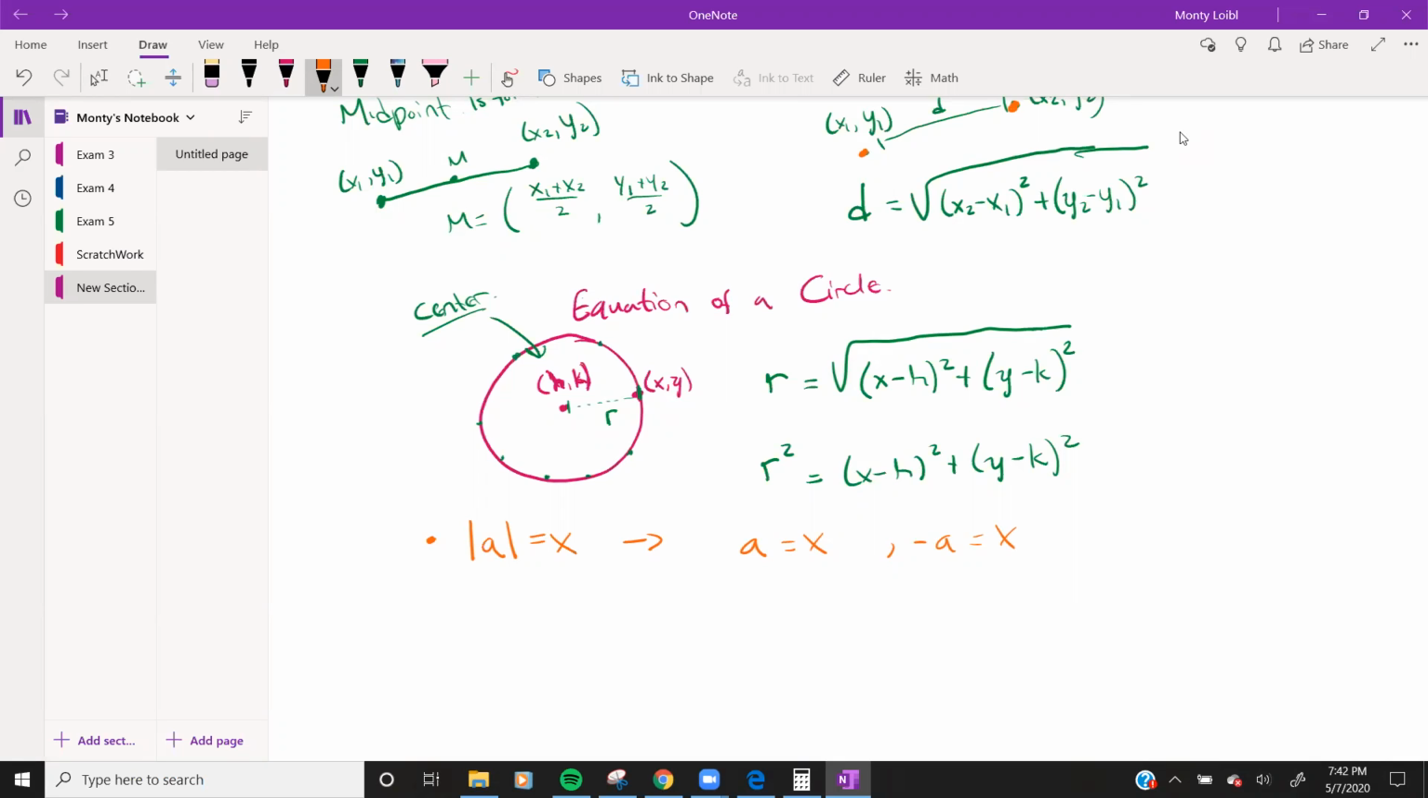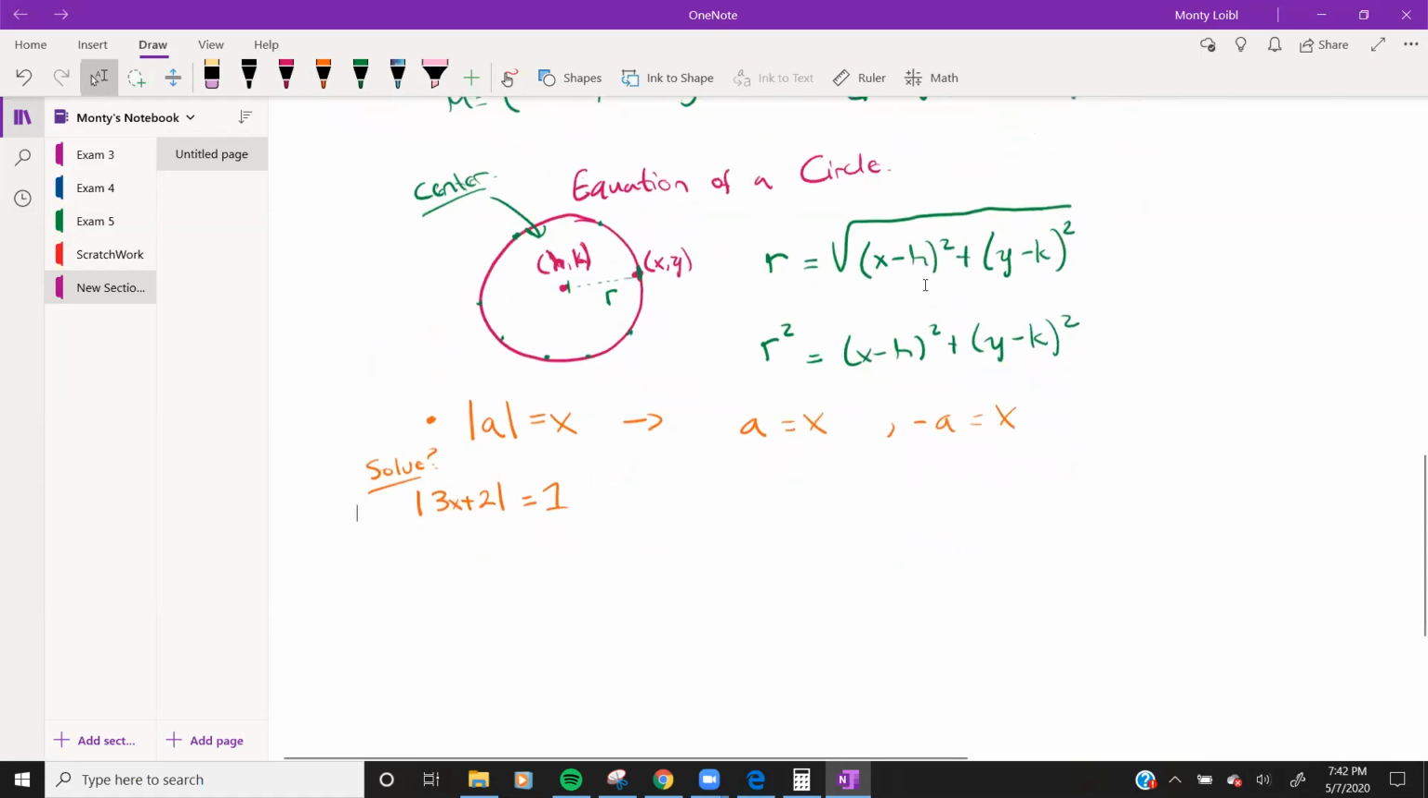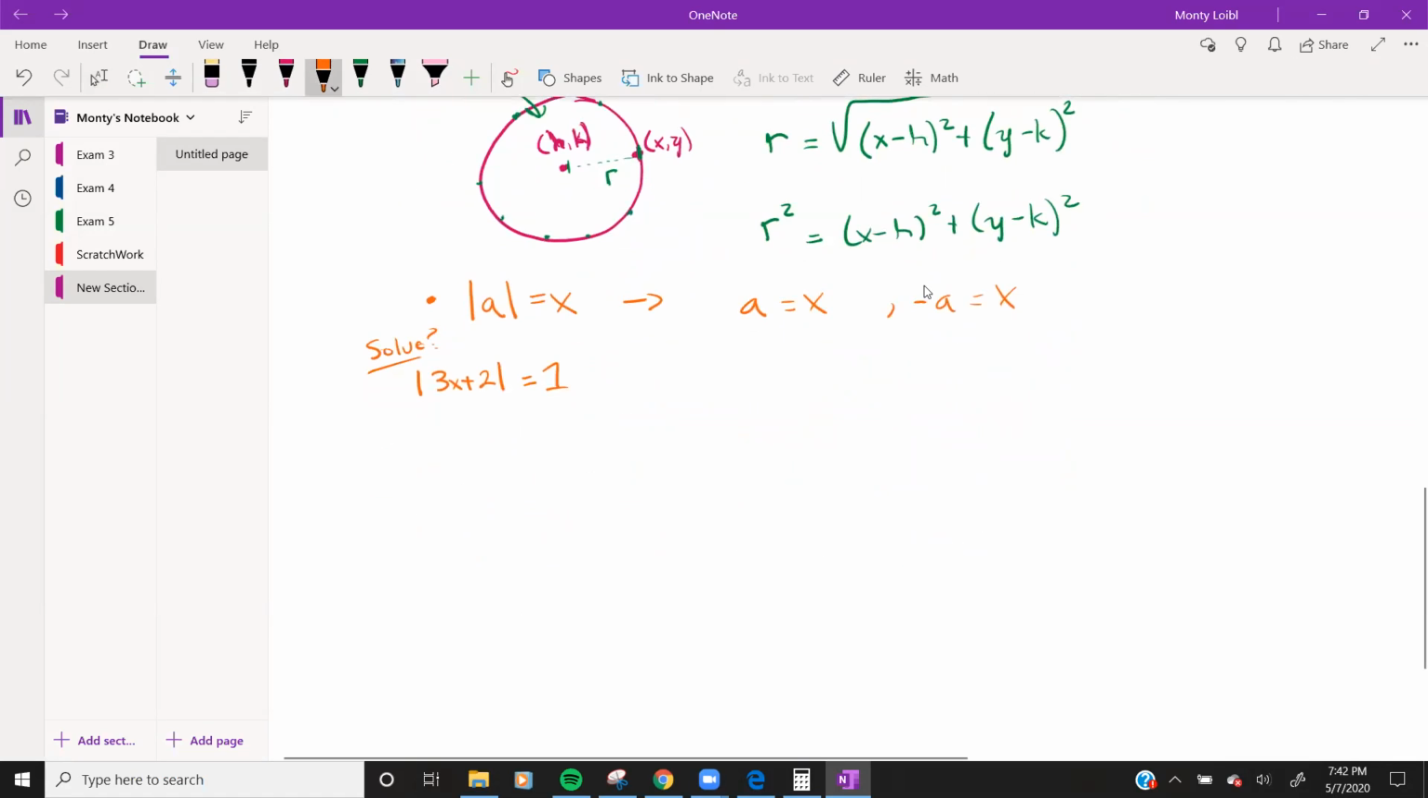So let's look at an example. Let's look at the absolute value of 3x plus 2 is equal to 1, right? How would you solve this? I'm kind of surprised this isn't on the review, because it's a pretty good thing to know. Okay, so to solve this, we're going to use what is called the absolute value property, or rule. If you type it in, you'll find it.